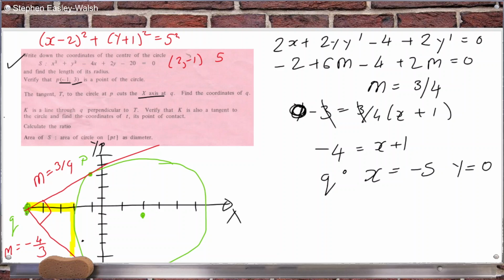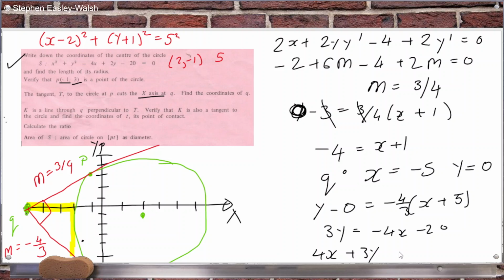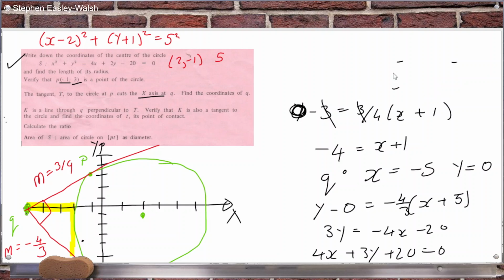So the first thing I think I'll do is find the equation of that line and prove the perpendicular distance is 5. So the equation of the line would be y minus y1 equals m times x minus x1. So that means 3y equals minus 4x minus 20. So 4x plus 3y plus 20 equals 0. That's nice to see, the 3, 4, because I know we're going to get the 5 in the perpendicular distance formula.